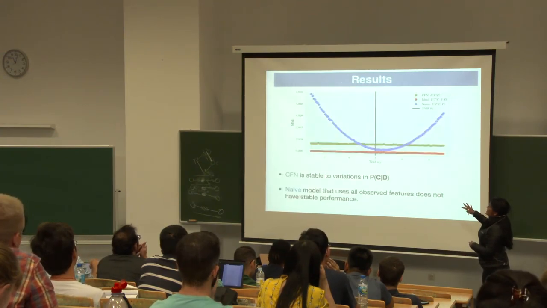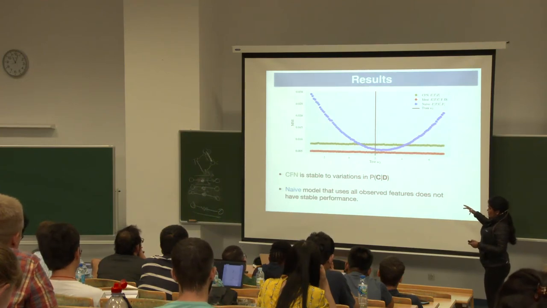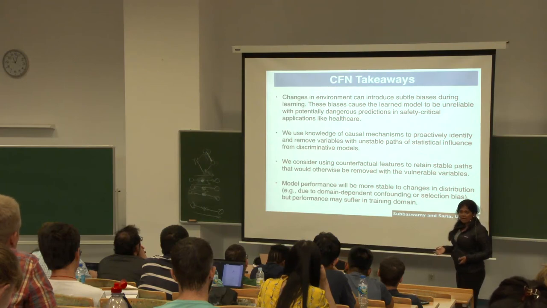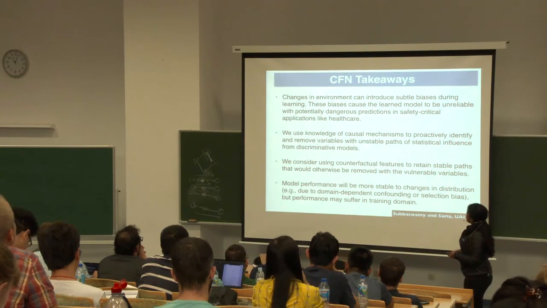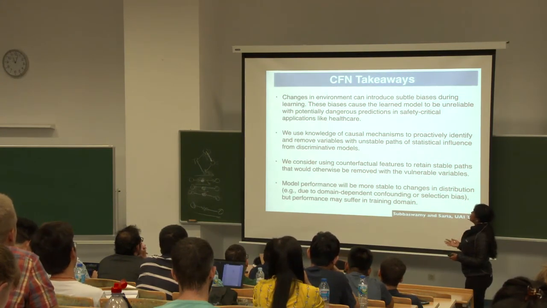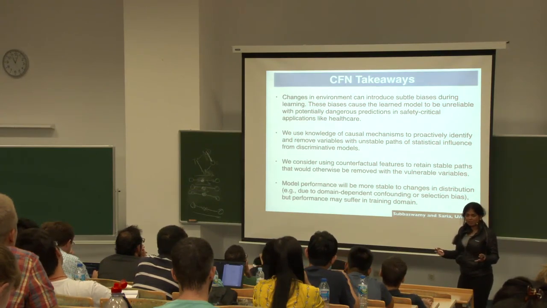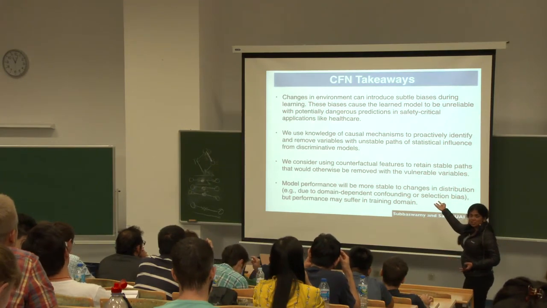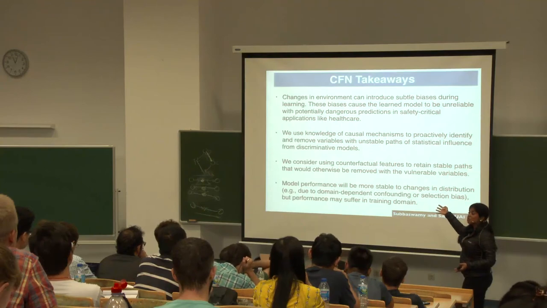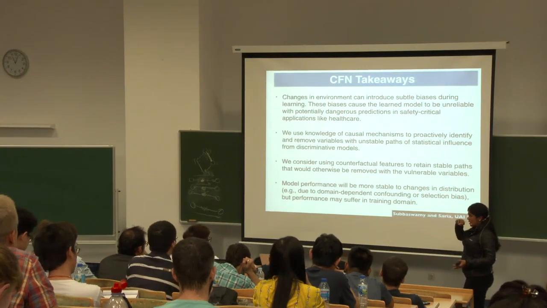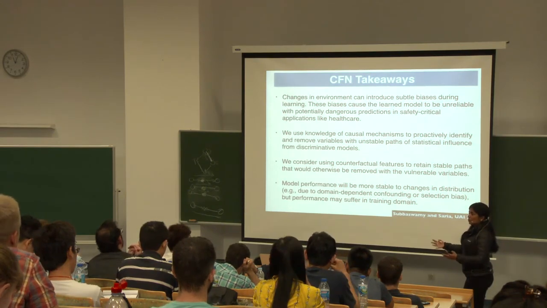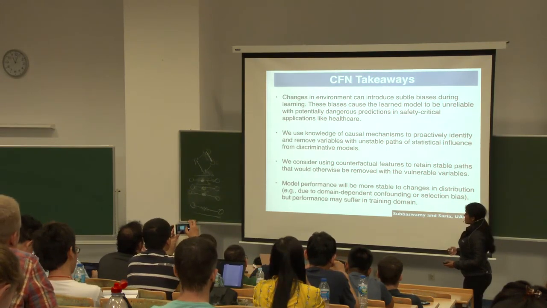So basically what I did was give you an example of how changes in your mind can produce subtle biases during learning. These biases cause the learning model to be unreliable, basically unstable to changes that you haven't anticipated upfront or premeditated. And that can lead to potentially dangerous predictions, which is really challenging. So I think as we are tackling more and more domains where we need to be able to be confident that we understand what the model is doing, these issues are important.